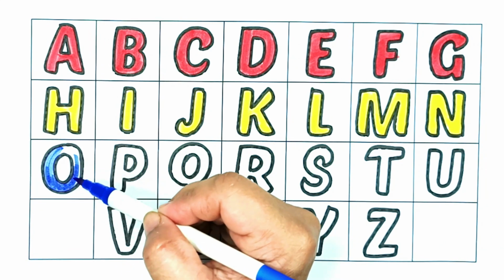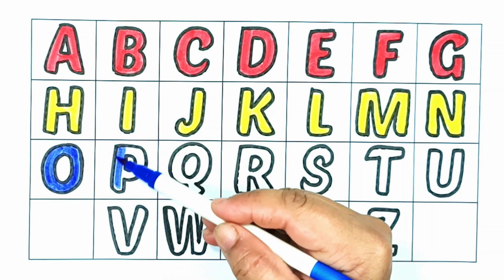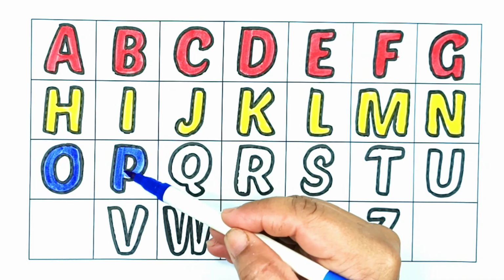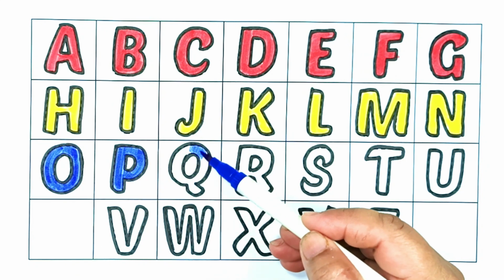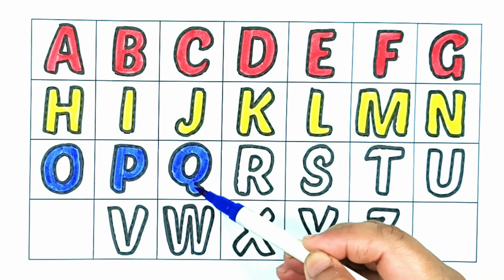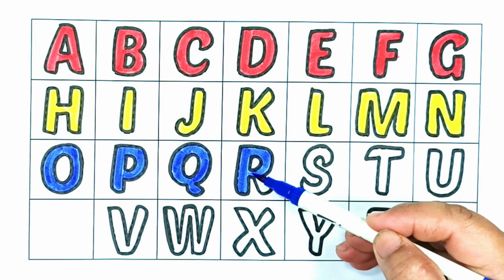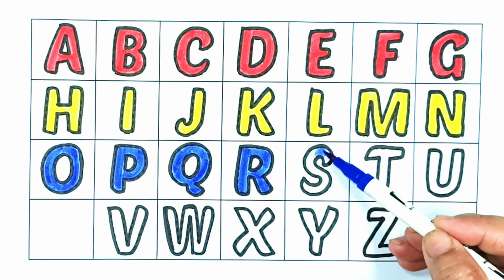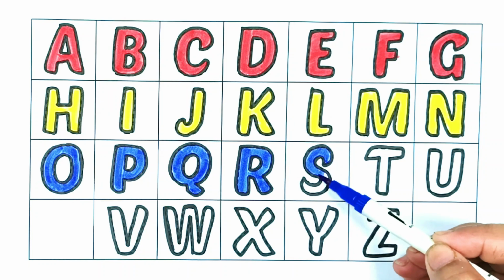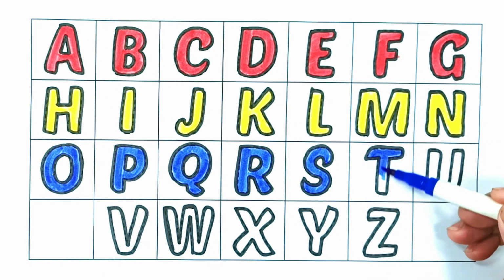O for onion, O for onion. P for pen, P for pen. Q for queen, Q for queen. R for ring, R for ring. S for star, S for star. T for train, T for train.